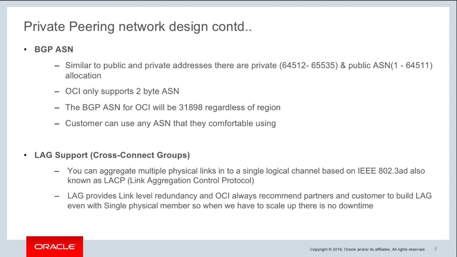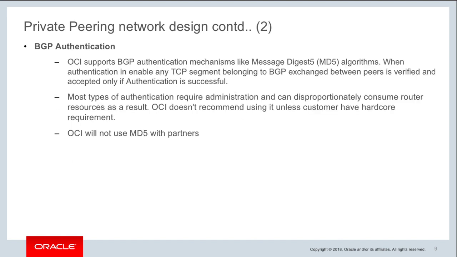By default, in case of direct to Oracle, we recommend that the customer also creates an LACP on their end. In fact, the connection doesn't come up if the LACP is not set up on the customer side. So you need to set up LACP right from the beginning, because we are also going to create the cross-connect group, even if it's a single cross-connect. It just helps that as you are scaling up, there is no downtime and you can add additional cross-connects to the cross-connect group.